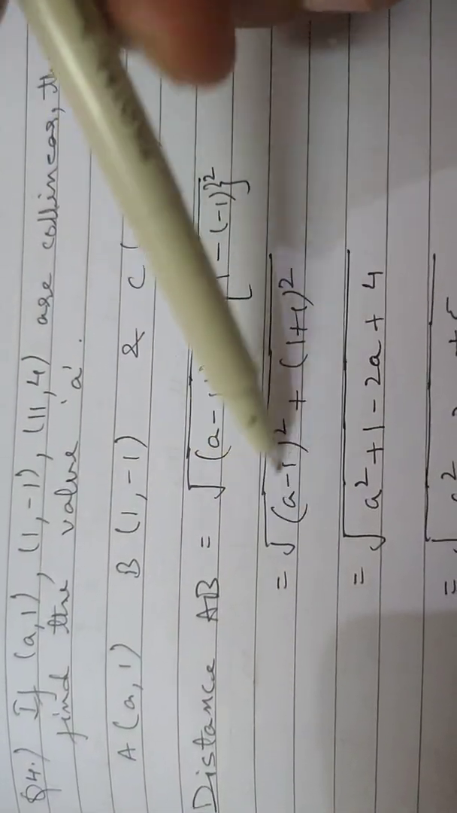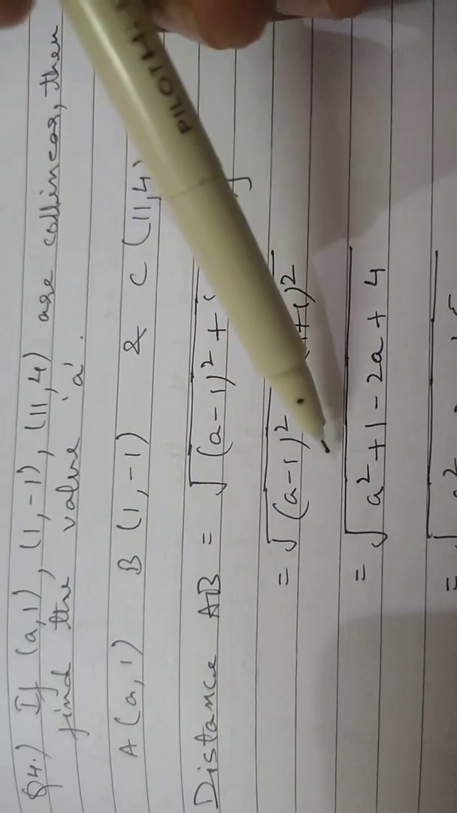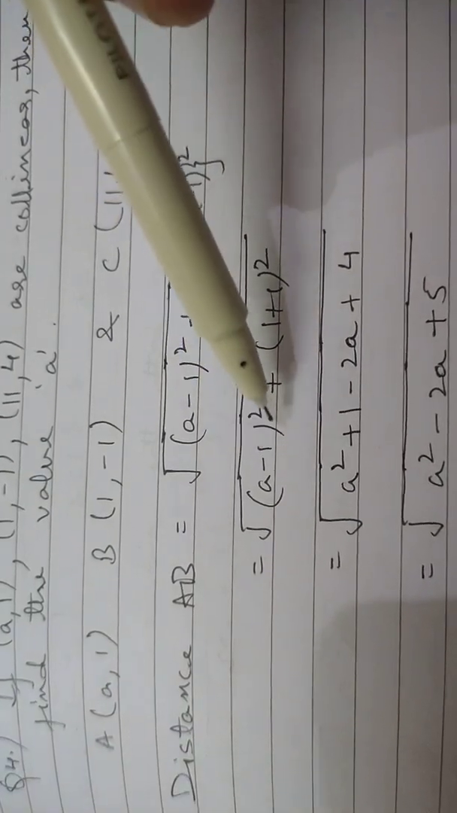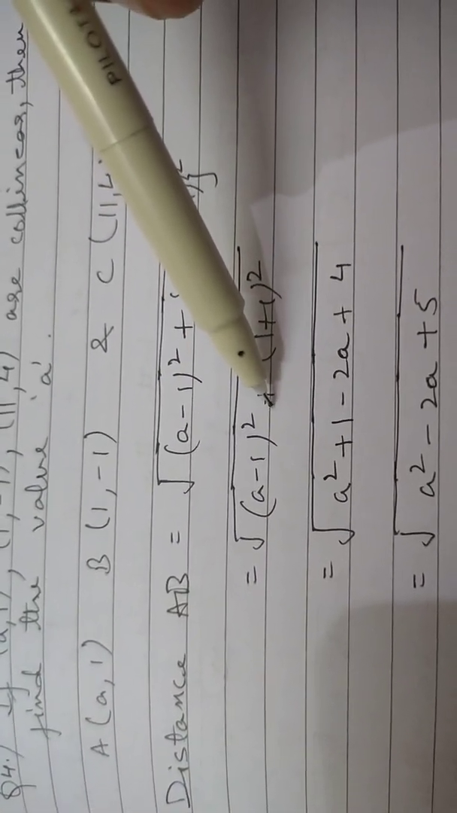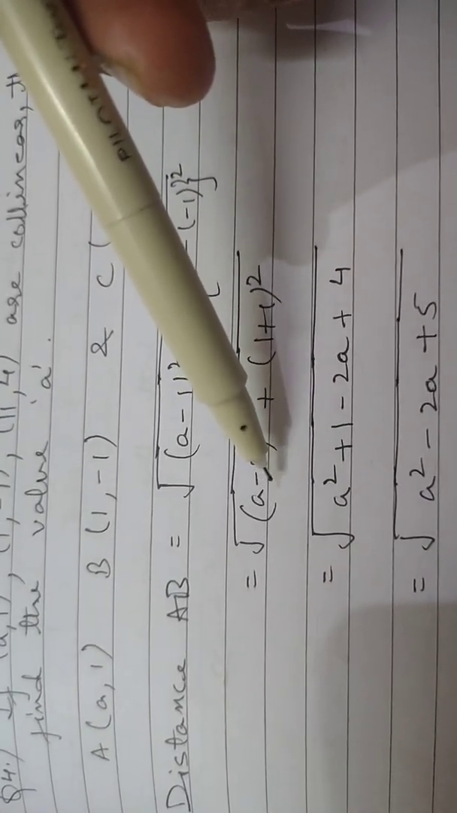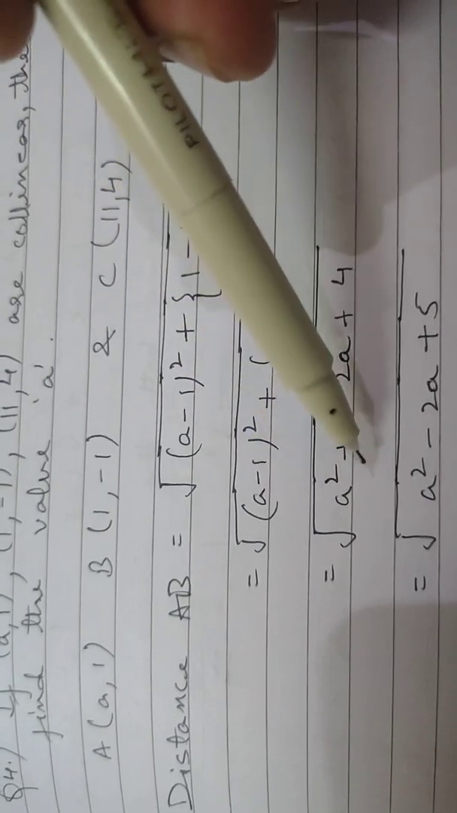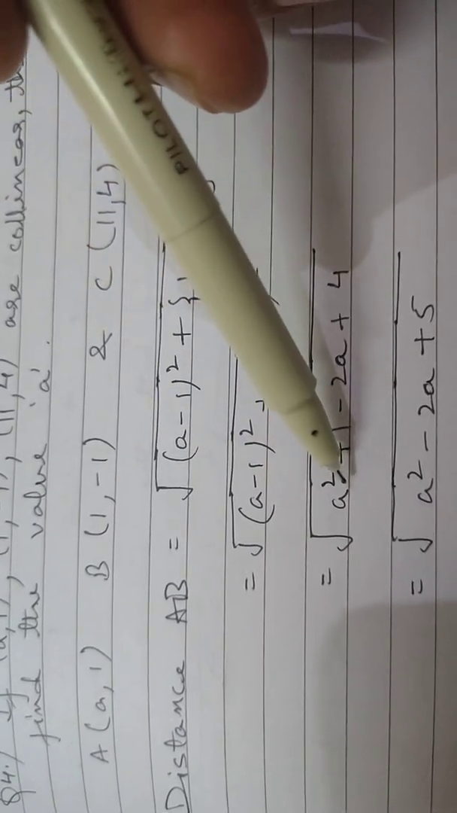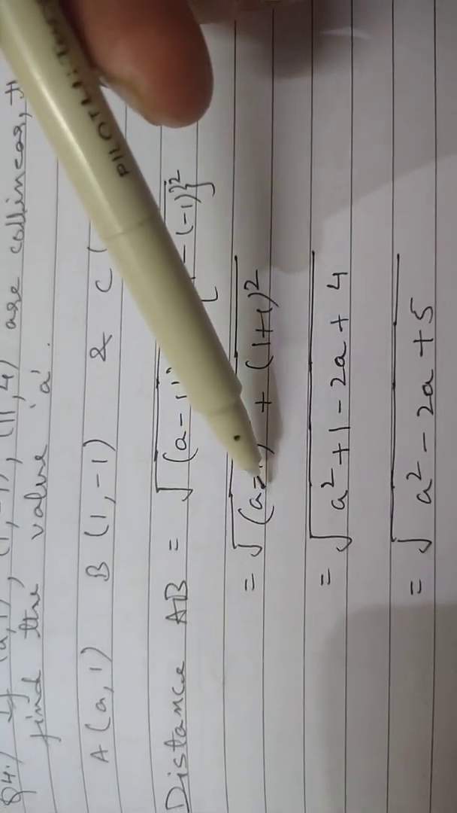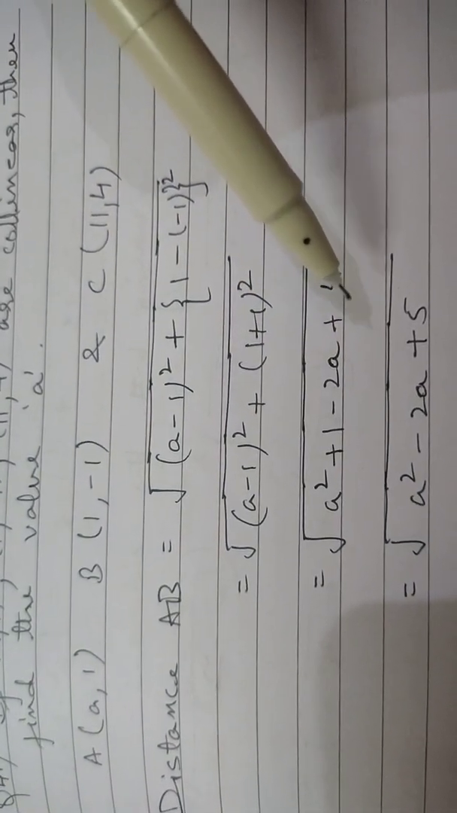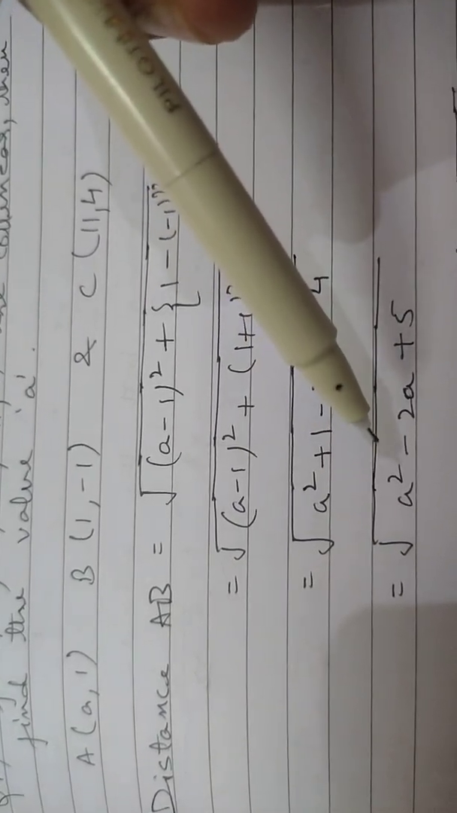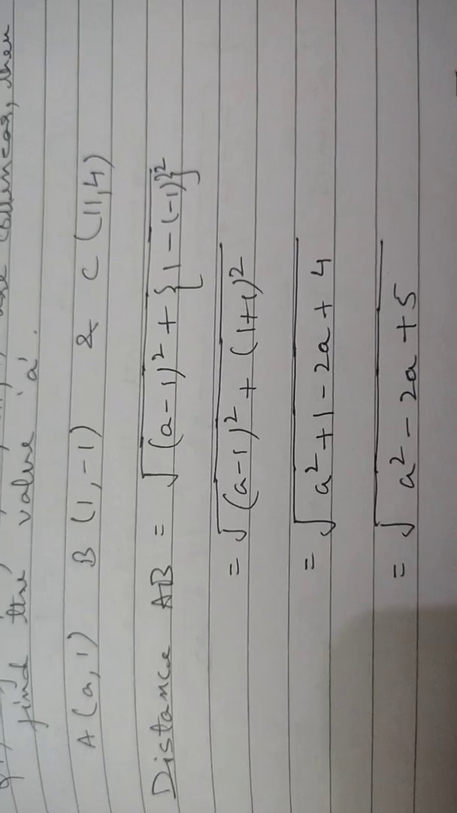Then in the next step, below the root sign, it will be (a minus 1) whole square plus, minus minus is plus, so (1 plus 1) whole square. So (a minus 1) whole square can be expanded using the identity of (a minus b) whole square. We square this part, and it gives under the root sign a square, plus 1 whole square which gives 1, and then minus 2 into a into 1, that is minus 2a, plus 4. As these two are like terms, the distance AB will be under the root sign a square minus 2a plus 5.